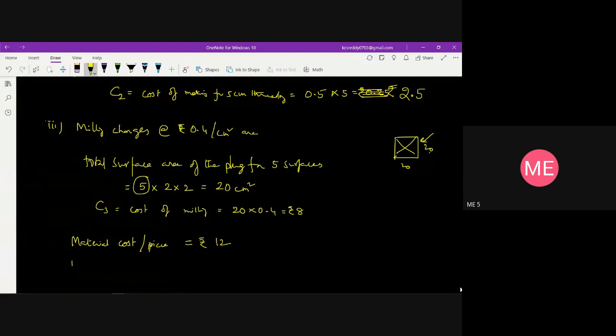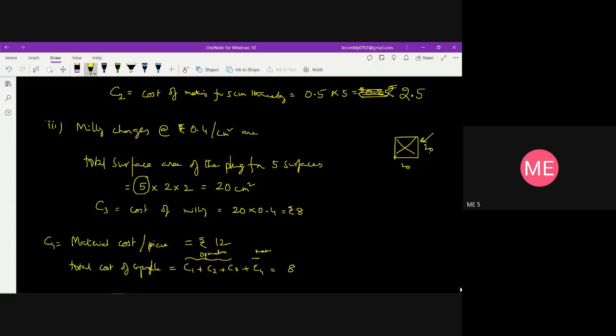Then total cost of the spindle is equal to C1 plus C2 plus C3, and also the material cost per piece. One piece is taken as C4. So plus C4. For one piece, material cost is given as 12 rupees. These C1, C2, C3 talk about the operation cost, and C4 talks about the material cost. So for the total cost of the spindle, we need to add all this cost.